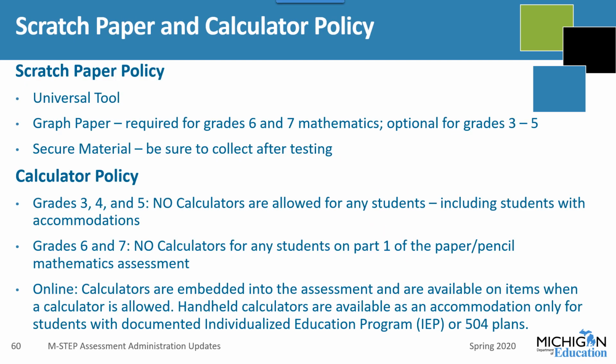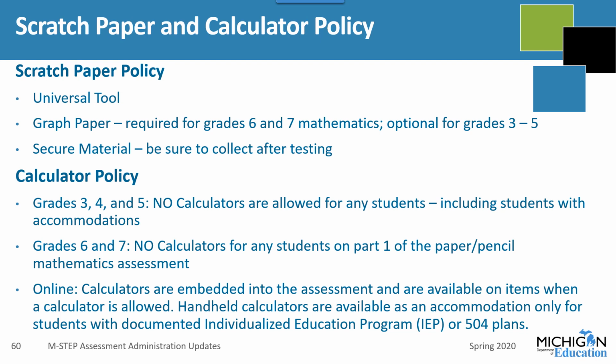This is mostly a reminder to make sure you're aware of the scratch paper and calculator policy before testing begins. They're available in the MSTEP TAM in the appendices. Briefly, scratch and graph paper are universal tools. Graph paper is required for grades 6 and 7 mathematics and optional for grades 3 through 5. If scratch paper is used, it is a secure material. Make sure that you collect it after testing and securely destroy it.